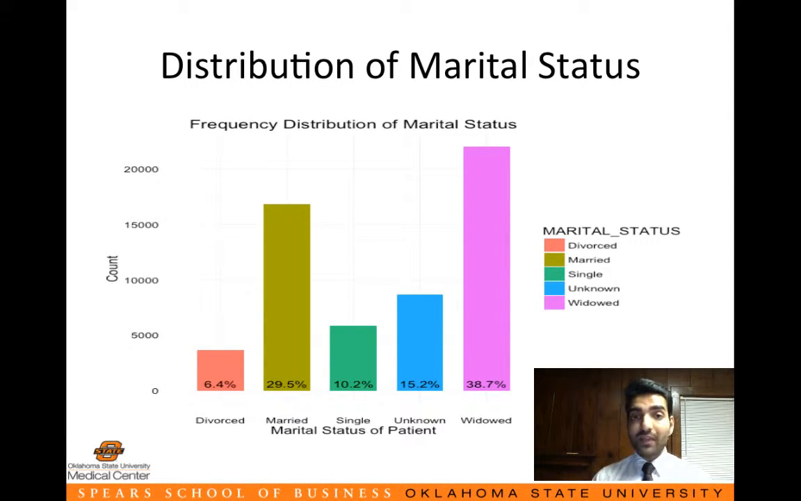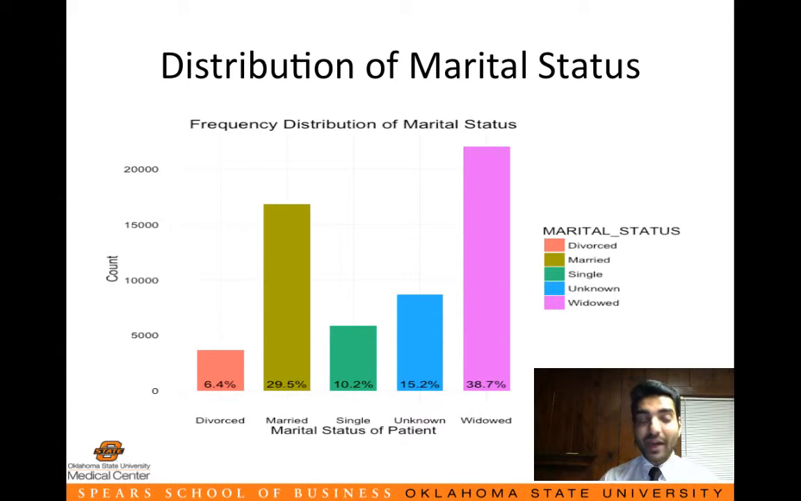The next important variable is marital status. Talking about the distribution of marital status, we have clubbed all the unknown, not mapped and missing values into the unknown category, which makes up 15.2%. The reason behind this strategy was to avoid the loss of data in any form.